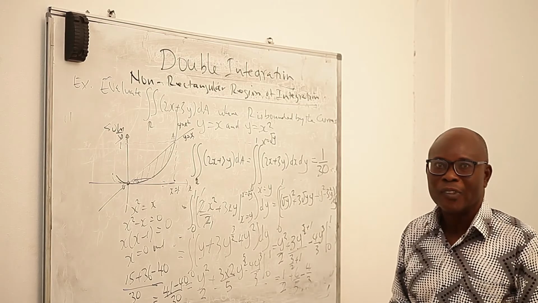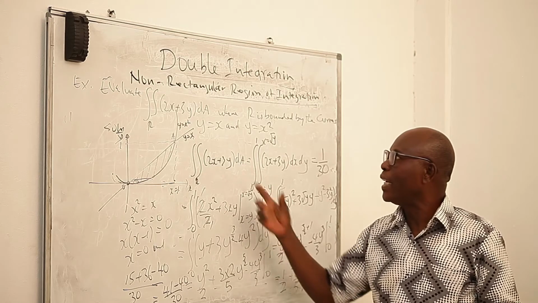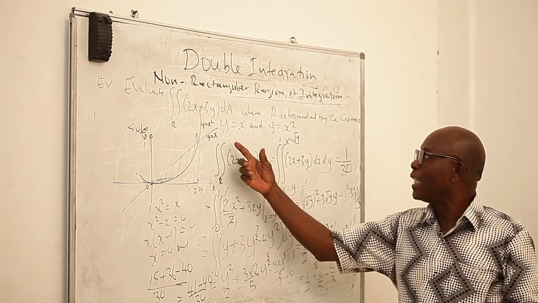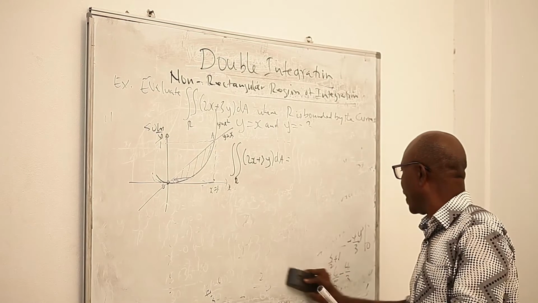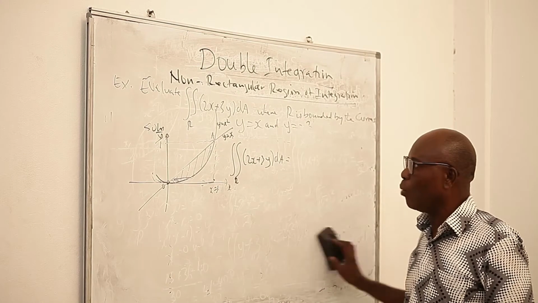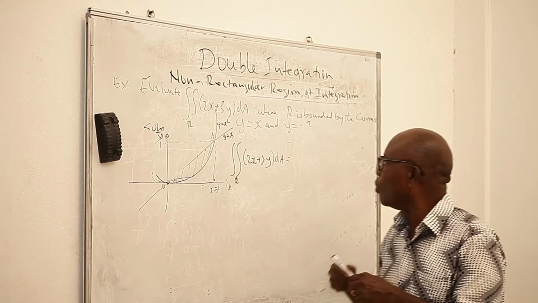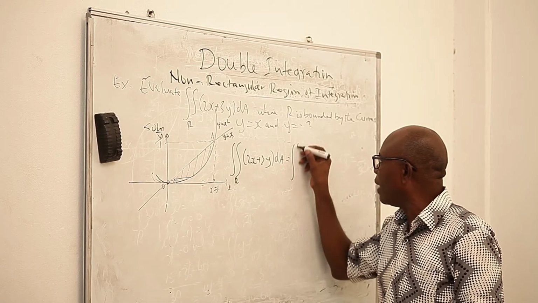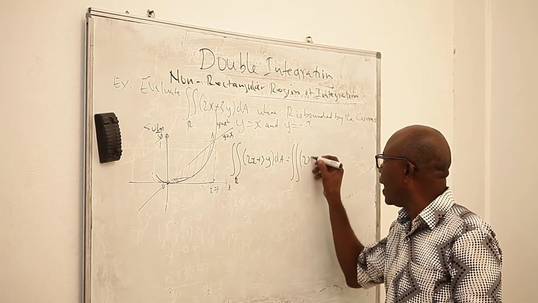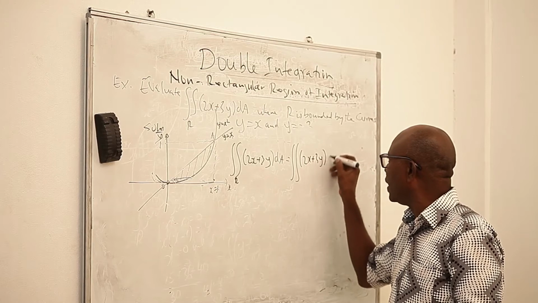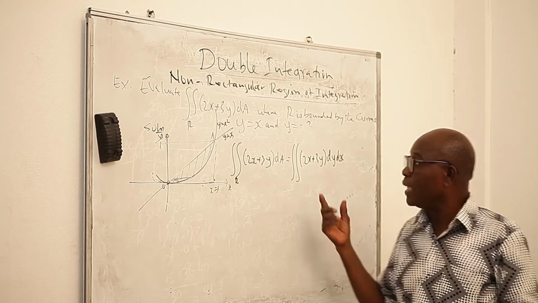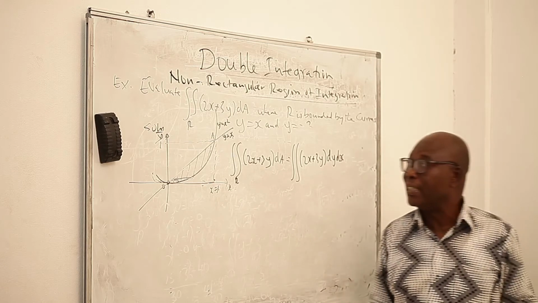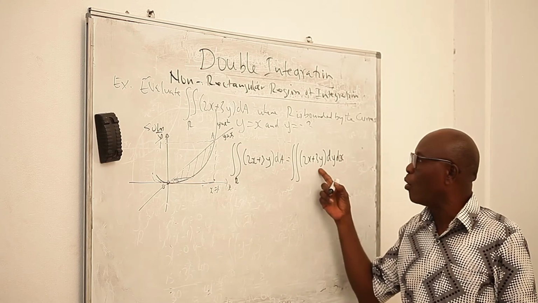So we are going to take the same example. This time we are going to work along the y-axis. And so this one becomes the double integral of 2x plus 3y dy dx. So it means that the formulation of the iterated integral will be that you are moving along the y.